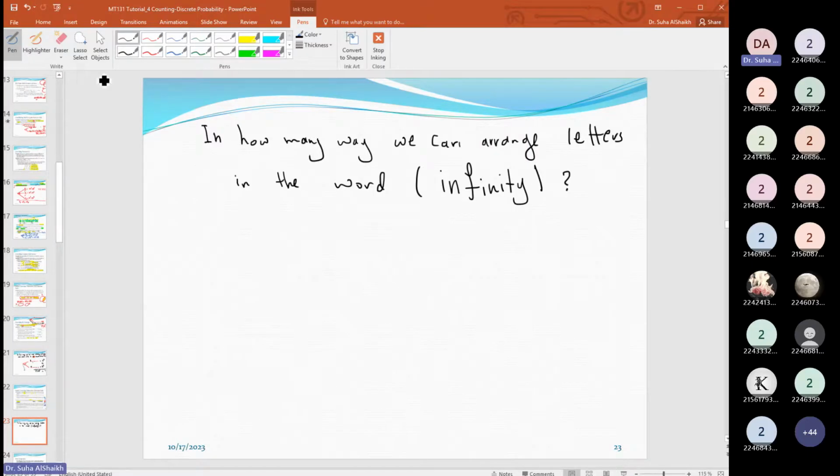How many letters do we have here? Let's count them: 1, 2, 3, 4, 5, 6, 7, and 8. I have 8 letters, and I rearrange them. Right? So I have 8 letters and I rearrange them in 8 places. Right or not? For the first place, how many letters do I have to put in it?